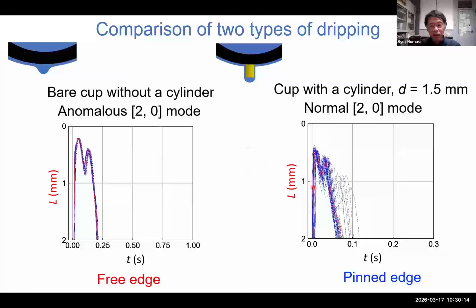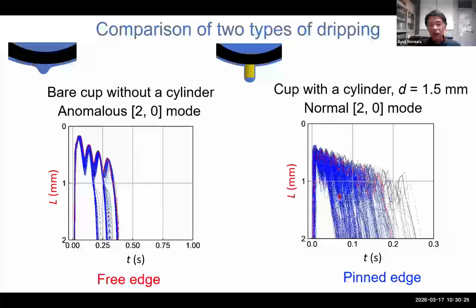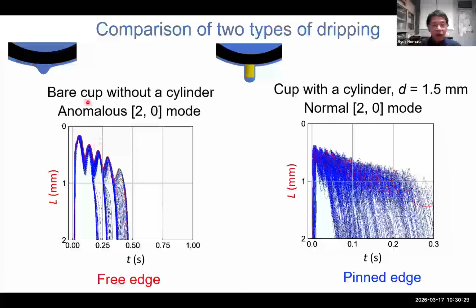Okay, let me compare these two. This is a pinned case, and I plotted the trajectory of the oscillation. In this pinned case, it's quite irregular. But for this bare cup, the edge can move freely. And in this case, you see the bunching of the trajectory.